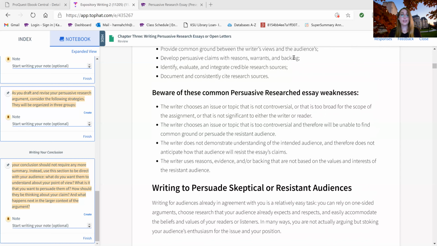The writer chooses an issue that is too controversial and therefore cannot find enough common ground to persuade your audience.